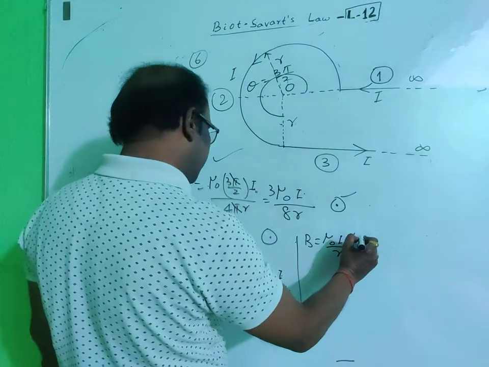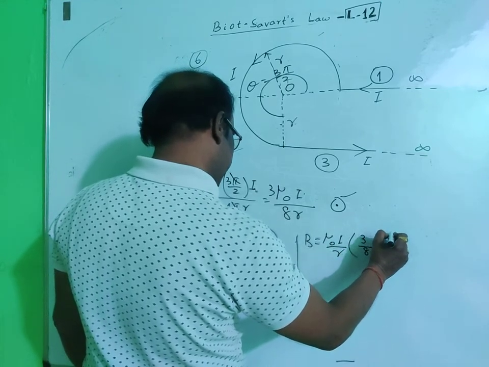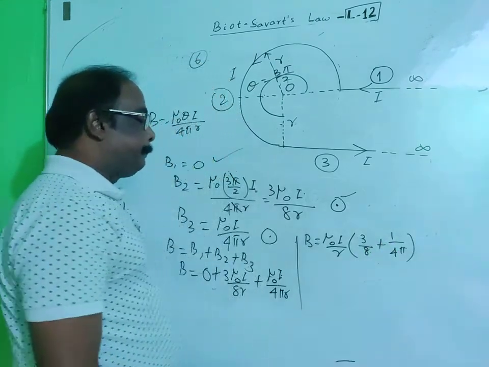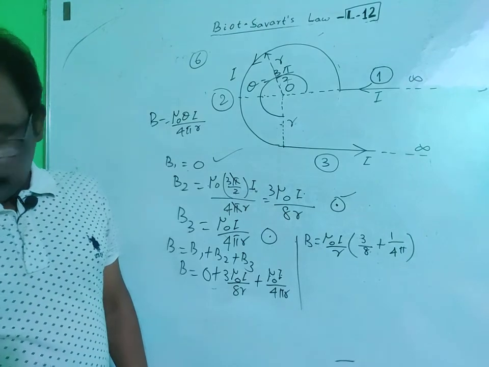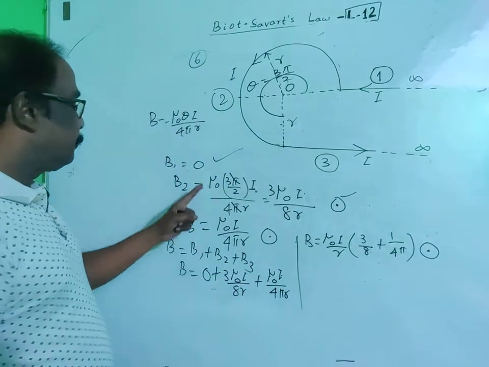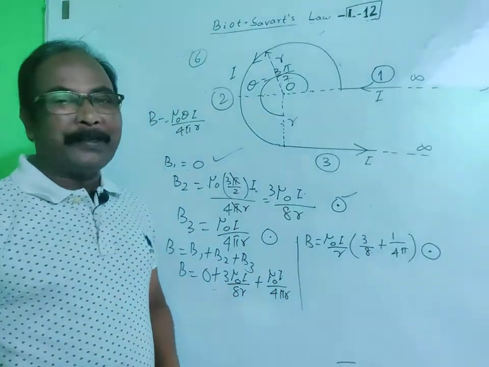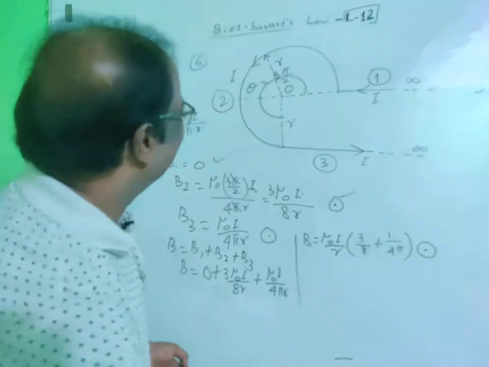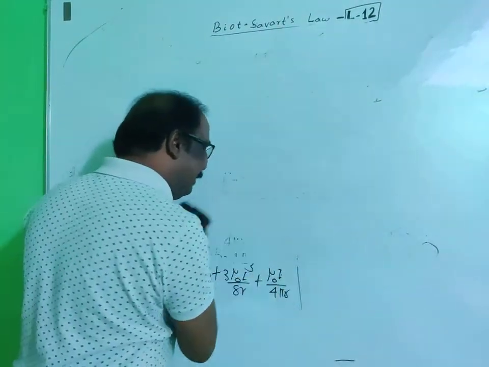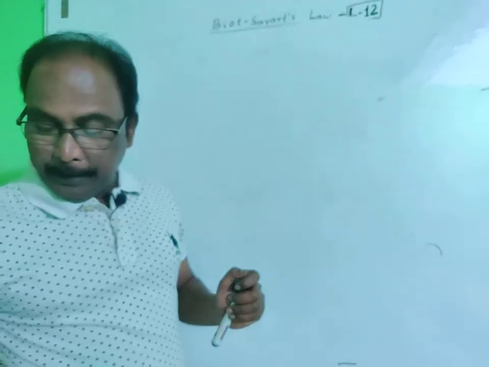Then what you get inside the bracket? 3 by 8 plus 1 by 4 pi, and you may show direction is outward, because B2 and B3 are in outward direction, so the resulting magnetic field is also in outward direction. Again it is easier. In some other question, we will raise the level of question gradually. I think this was question number 7.